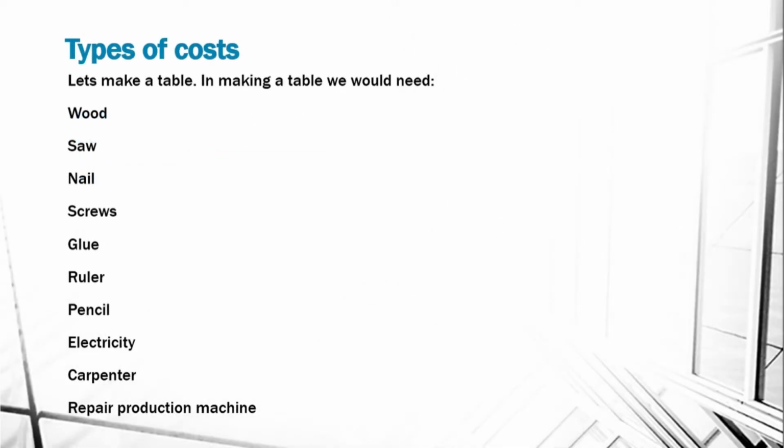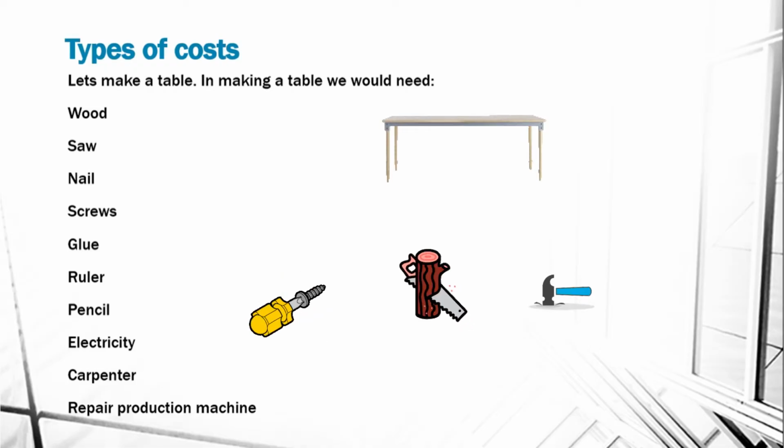Now, before we even start talking about what a manufacturing account is, we have to talk about types of cost, because in talking about manufacturing accounts, we have to know the different types of cost, right? So in helping you to understand what the different types of costs are, let us make a table, right? Hence the word manufacturing. Manufacturing comes from the word manufacture, which means to create or to make something, right?